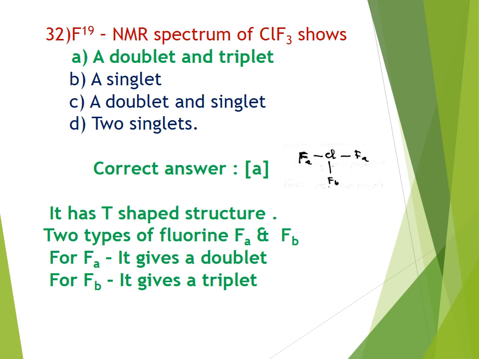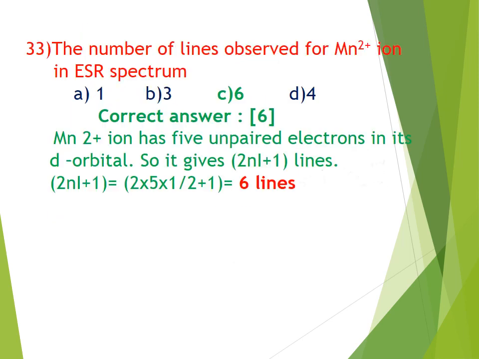For the F19 NMR spectrum of ClF3, the correct answer is a doublet and a triplet. Here there are two types of fluorine, Fa and Fe. Fa interacts with Fe and Fe interacts with Fa. For the Fa fluorine, the neighboring fluorine is Fe, so it gives a doublet. For the Fe fluorine atom, the neighbors are 2 Fa atoms, therefore it gives a triplet. The correct answer for this question is a doublet and a triplet.